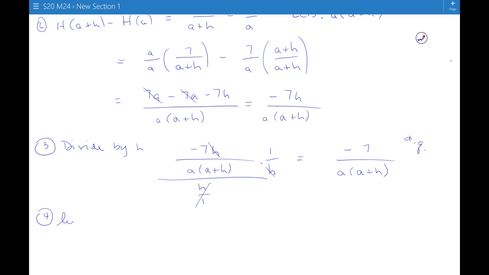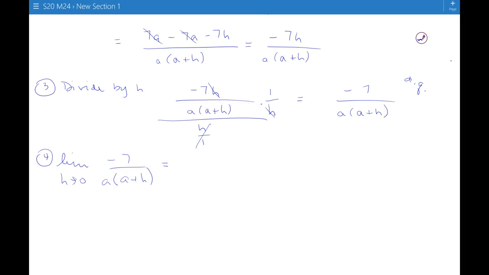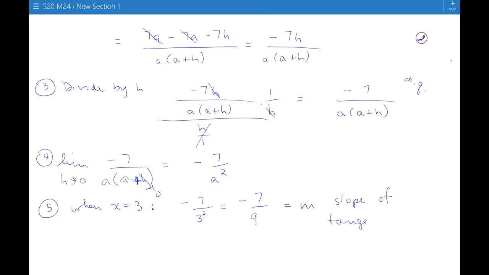Then step 4 is take the limit as h goes to 0 of negative 7 over a times a plus h. And this is where the error is in the original lecture video. My apologies. So as h goes to 0, you're going to have negative 7 over a squared. So this is for any value of a. And then the last step is when x or a is 3, we'll have negative 7 over 3 squared, or negative 7/9. So this is m, the slope of the tangent line.